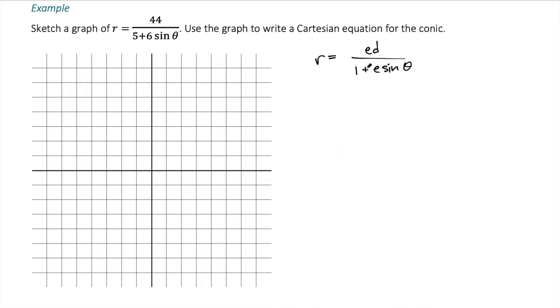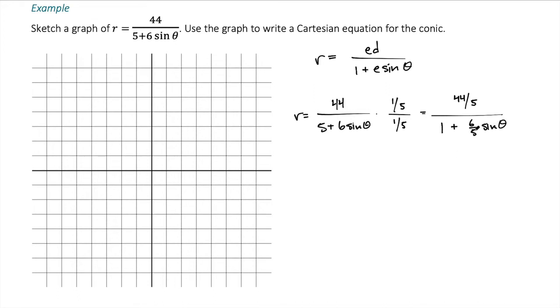of theta, and this could be a minus. So matching this here, we're going to have to get rid of that 5, because we need a 1 right there. And so we're going to get that by multiplying both numerator and denominator by 1/5. Okay, so that gives us 44 over 5 over 1 plus 6/5 sine of theta.